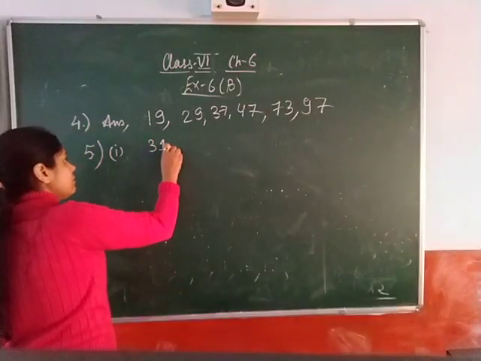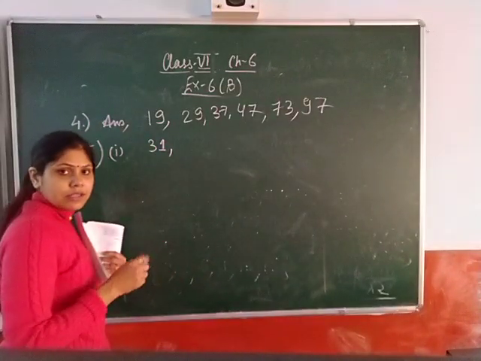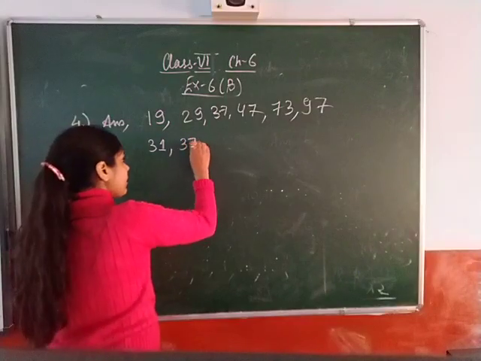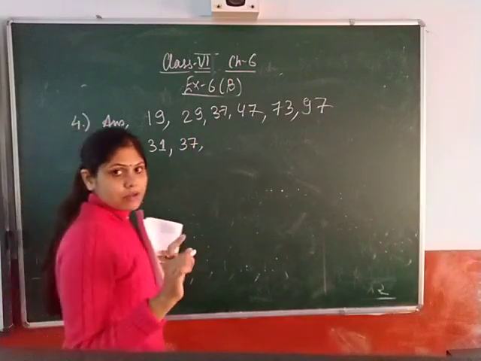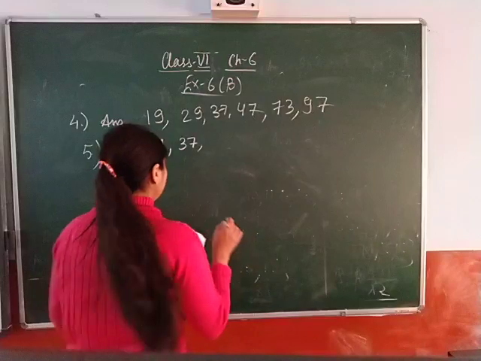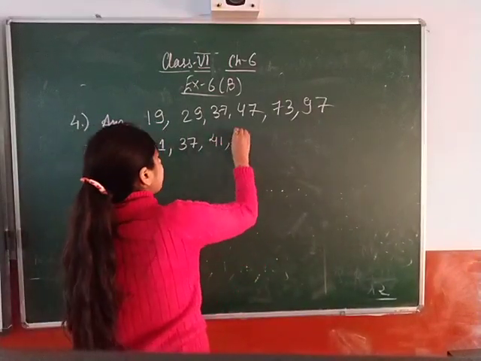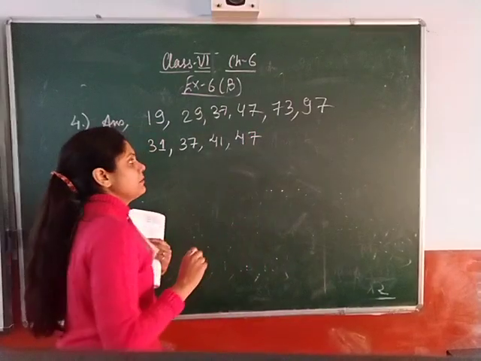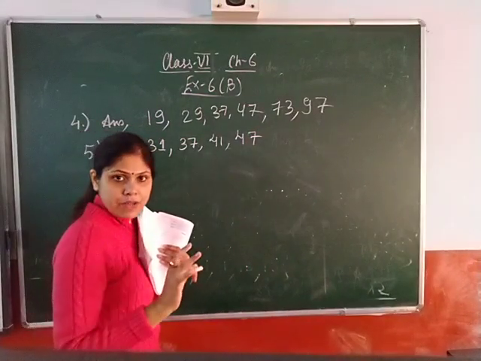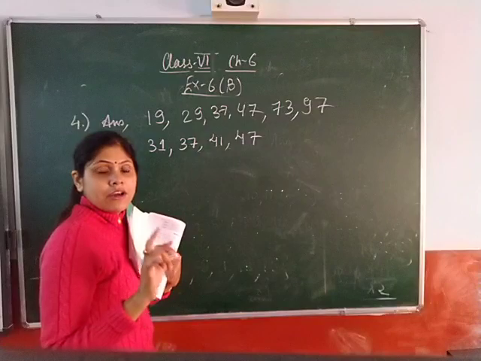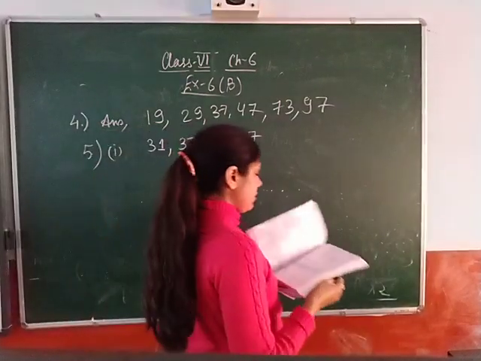30 is not a prime number. 31 is a prime number. Then 37 is a prime number. Then 40 is not a prime number. 41 is also not a prime number. Sorry, 41 is a prime number. Then 47 is a prime number. 49 is not a prime number. 50 is not a prime number. 51 is not a prime number.